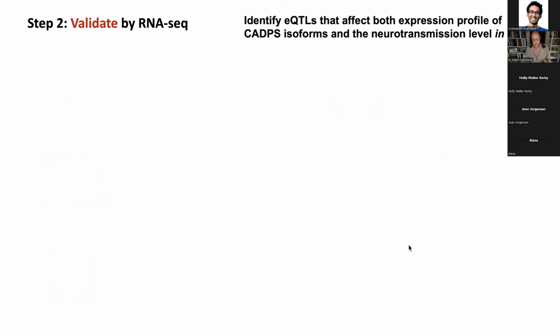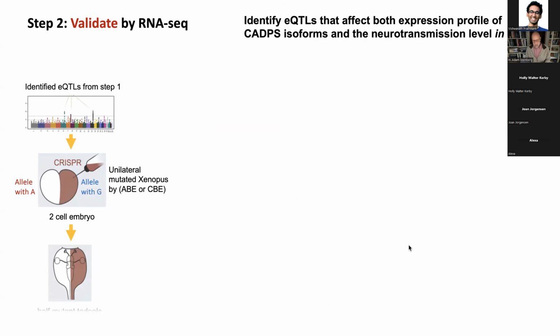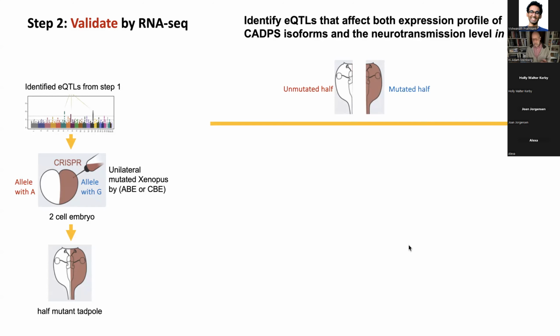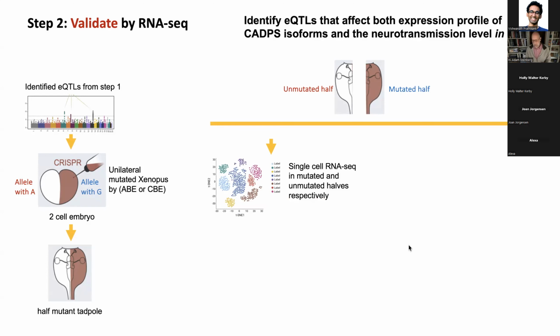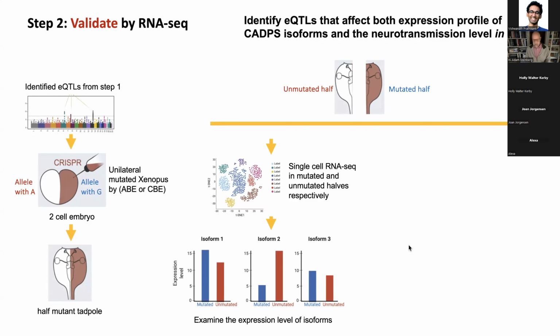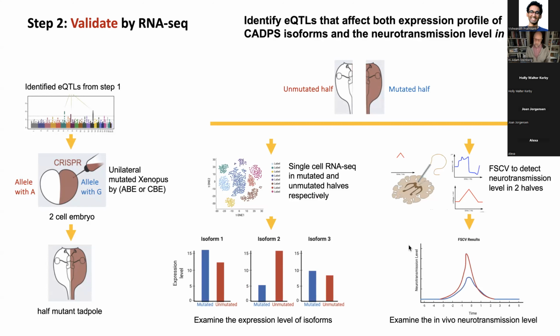And that's going to help me identify the expression profile and the neurotransmission levels. I'm going to take those QTLs that I identified in step 1. I'm going to make a CRISPR mutant tadpole out of Xenopus. And then I'm going to end up with an unmutated half and a mutated half. I can then take those and run RNA-seq on it. That's going to give me my isoforms. I could patch clamp those, and that's going to give me my neurotransmission levels. Super complex stuff, super easy to do, no laser pointer necessary.